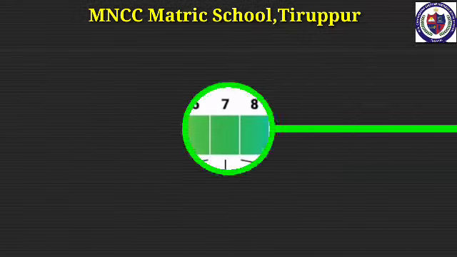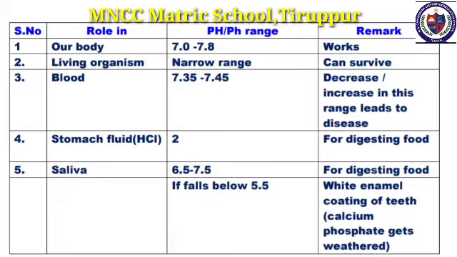Next we move to role of pH in everyday life. Number 1. Our body pH range is 7 to 7.8. Living organisms can survive only in this narrow pH range. Number 3. Blood. It has a pH of 7.35 to 7.45. Decrease or increase in this range leads to disease. Stomach fluid, HCl, pH is about 2 for digestion. Saliva, pH range is 6.5 to 7.5. It is used for the digestion of food.